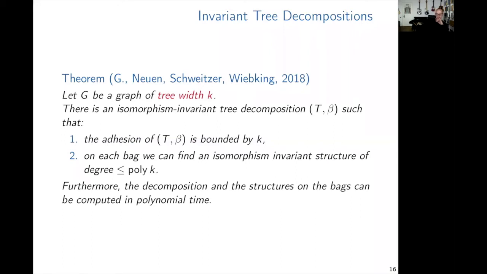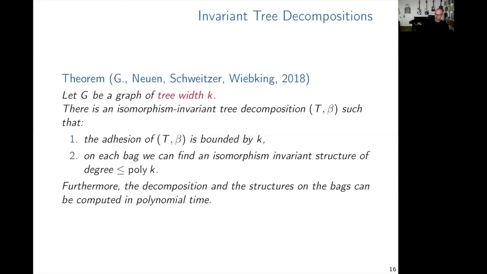And what we showed there as a technical lemma is that we can find an isomorphism invariant tree decomposition of a graph of tree width at most k, such that the adhesion of this decomposition is bounded by k, so the overlap between two bags. The bags themselves can be large. However, on each bag, we can find an isomorphism invariant structure of bounded degree, and the degree is bounded by polylog k. Now, this is vague.